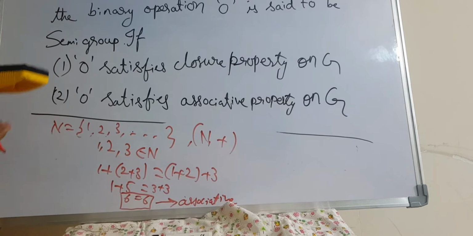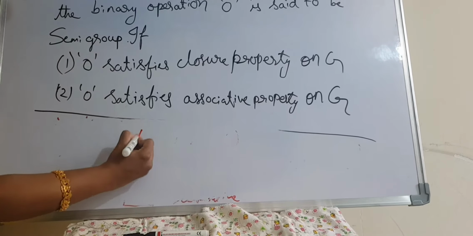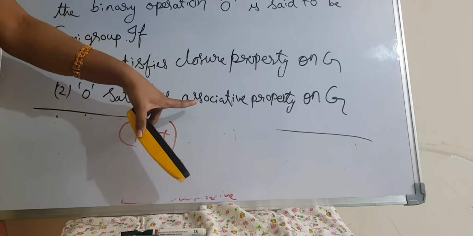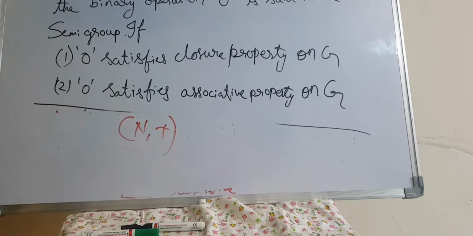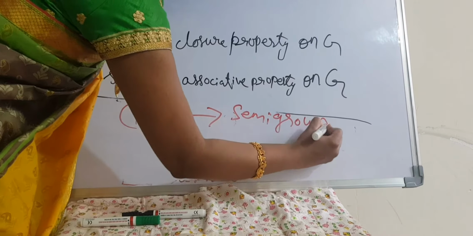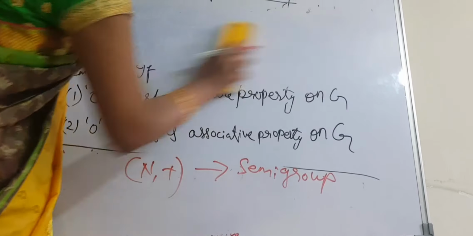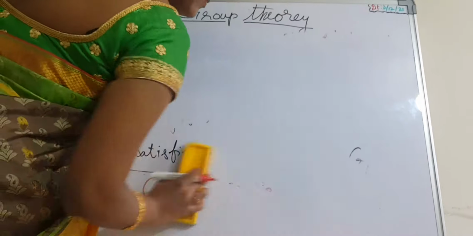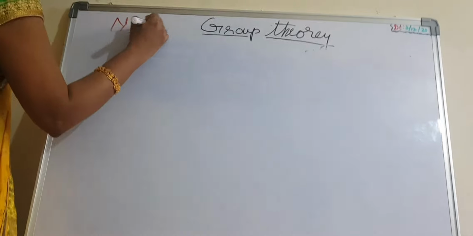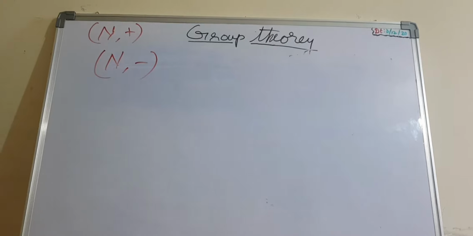Associative property. Therefore, N plus satisfies closure property as well as associative property. Therefore, N plus is what we'll call a semi group. Now, we can take another example, N minus. N plus we have seen. N plus is a semi group. Now we'll see N minus is semi group or not.